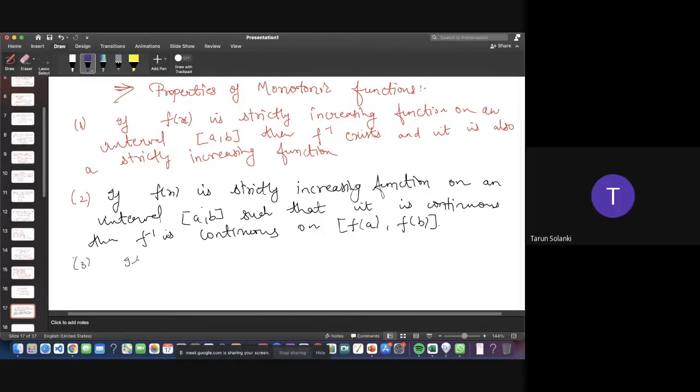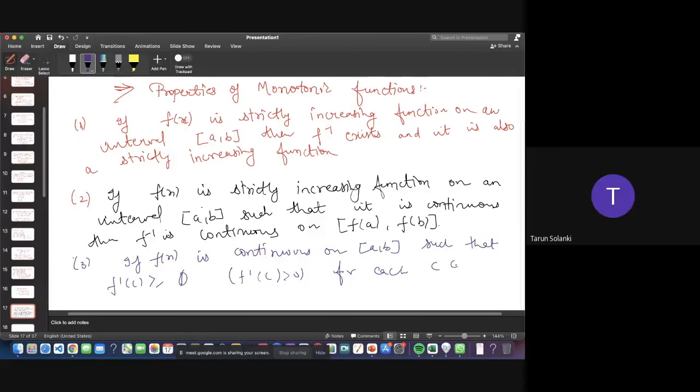Third is: if f(x) is continuous on a to b such that f'(c) is greater than or equal to 0, and it means f'(c) > 0 for each c belongs to a to b, then f(x) is monotonically increasing on a to b.